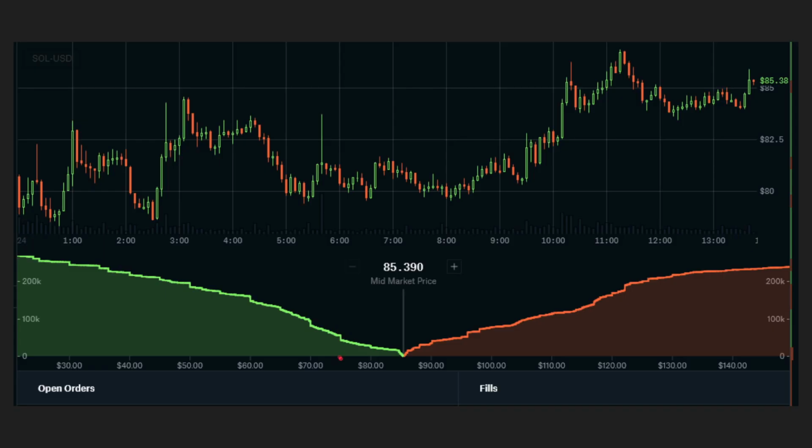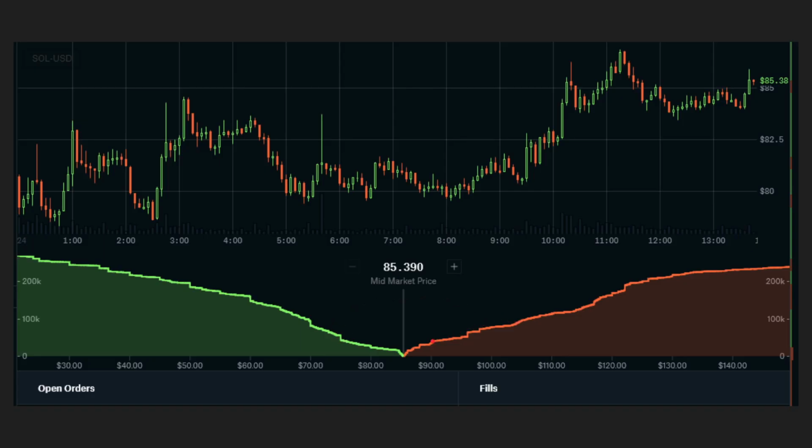Perhaps maybe this is about $75. So maybe there's a significant amount of orders at $75 for this particular asset. This is Solana, by the way. So maybe there's a large amount of buys here, right? Where price won't easily fall below.